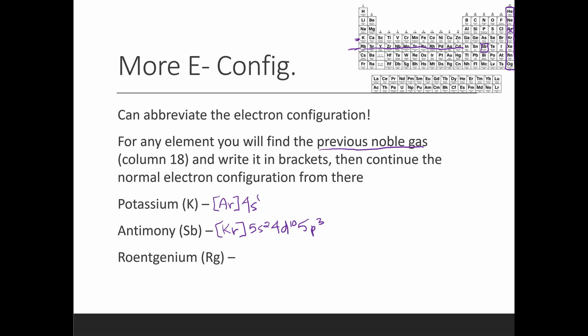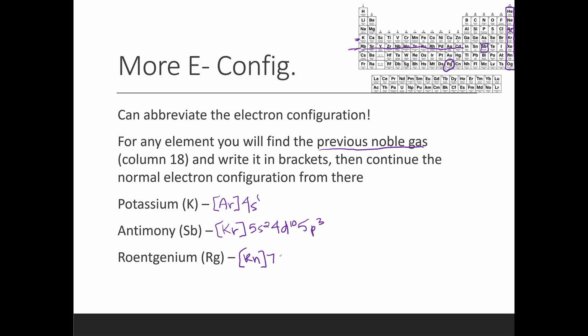then we're back in 5p3, because antimony is the 3rd one. To do roentgenium, that is all the way here at the very bottom of your periodic table. So the previous noble gas is radon. So we write Rn and then continue the electron configuration from there.